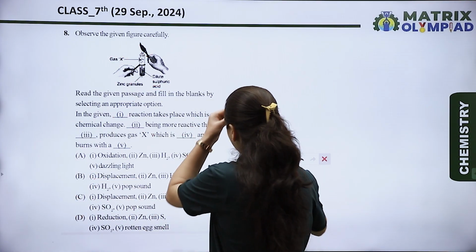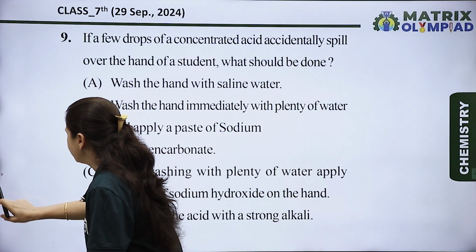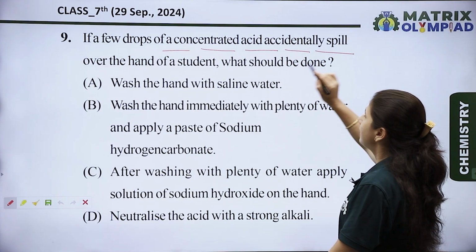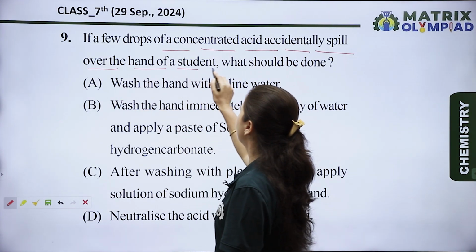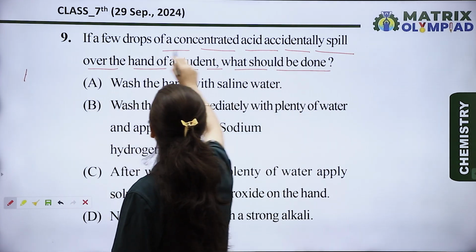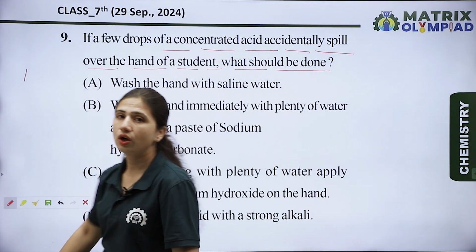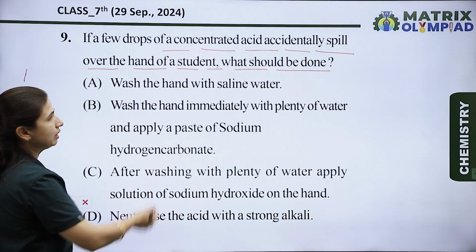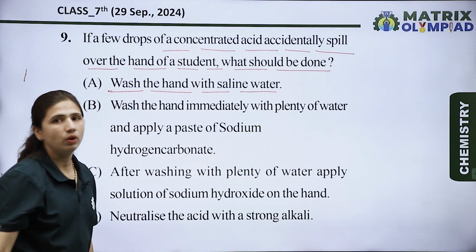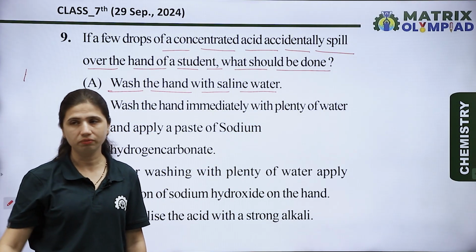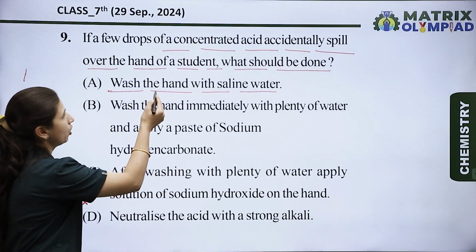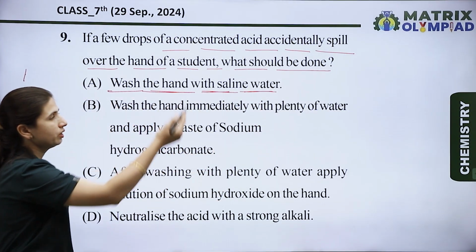Now let's see the next question. The next question is, if a few drops of concentrated acid accidentally spill over the hand of a student, what should be done? We know that a strong acid is very corrosive, and let's see the options. The option is: wash the hand with saline water. No, saline water means salty water, and NaCl is a salt which is neutral in nature, so it is not applicable, or we can say it is not useful in this condition.